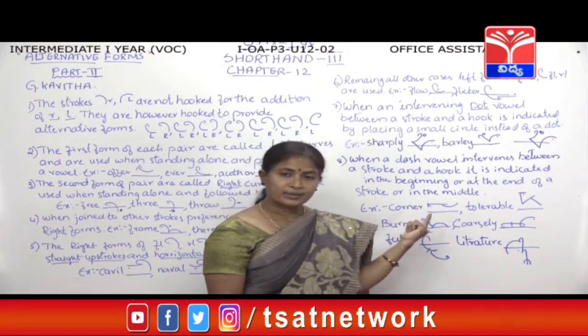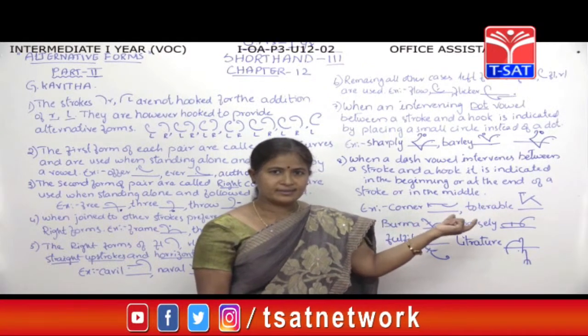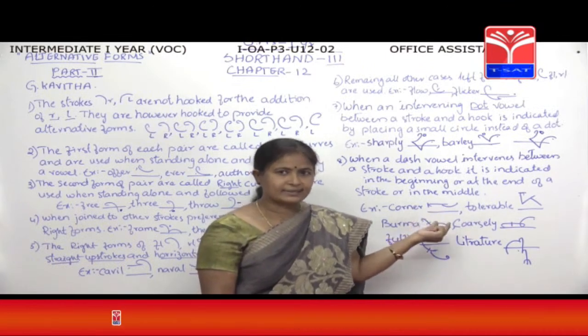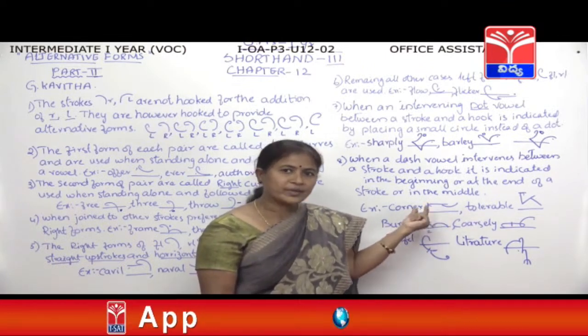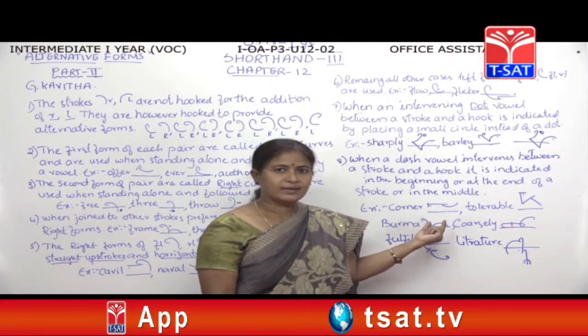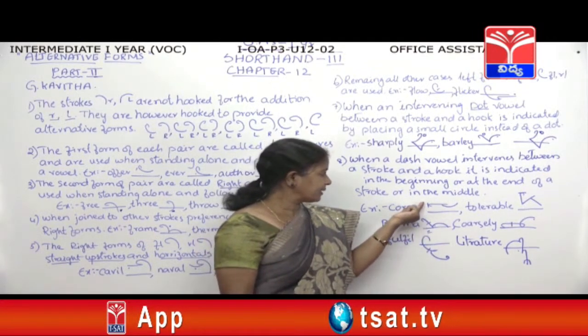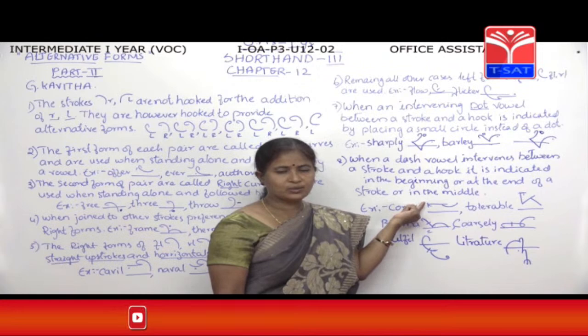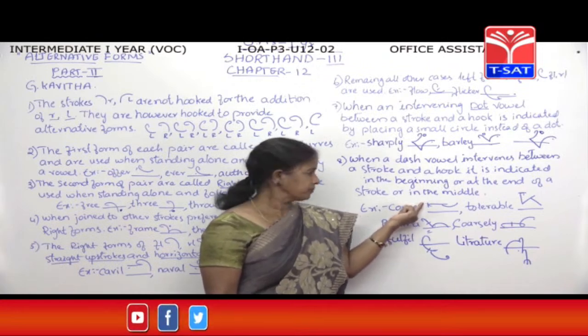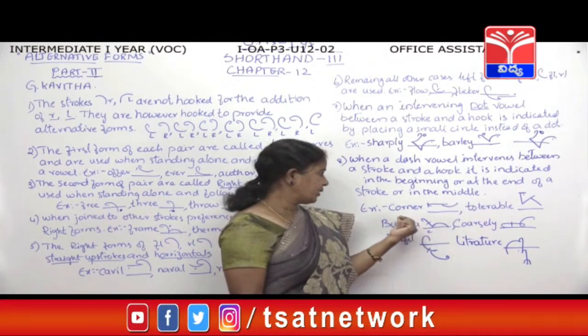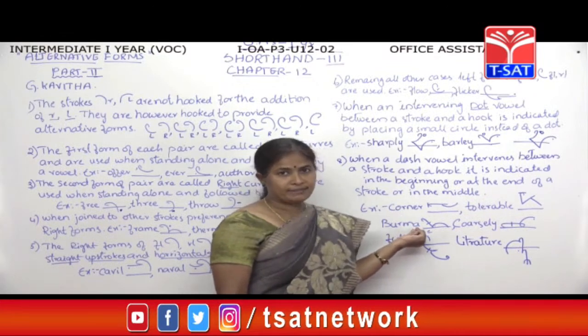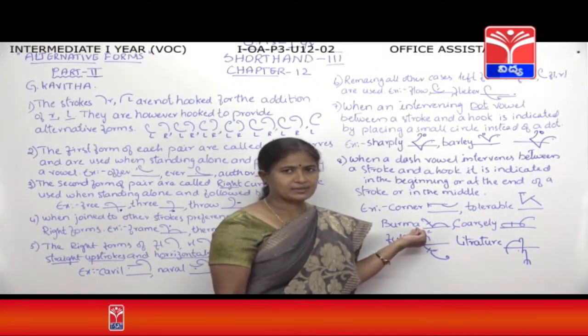The same way, qualify. Okay. Corner. K and R. Kar. In between K and R, we hear the aw dash vowel in the first place, right? So we just touch this vowel to the stroke. Corner. Okay. Tolerable. Now here, if a second place dash vowel comes, how do we write?